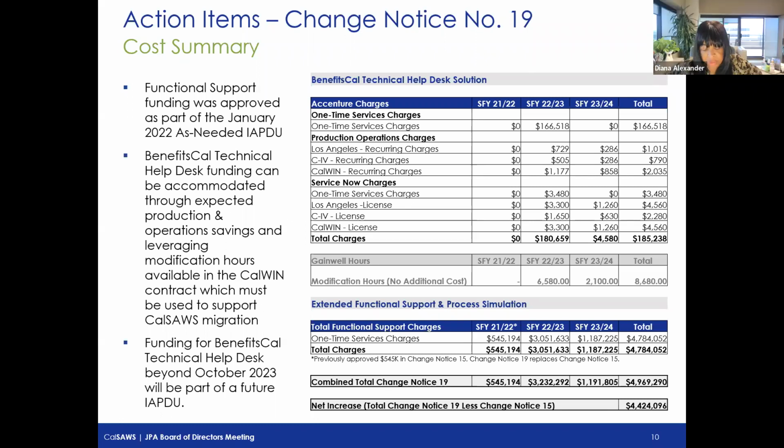This is Diana Alexander. Forgive me, but my CEO pulled me into a quick meeting, which is why I wasn't so responsive. But I just want to make sure I didn't miss on the Benefits Cal help desk a couple of things. Will there be any new direct charges to counties for this? And you might have already discussed it, so forgive me if you have. So this is Holly, I'll take that. The costs are already accounted for in the IAPDU. So your county share of cost won't change beyond what's already been projected. Okay, thank you.